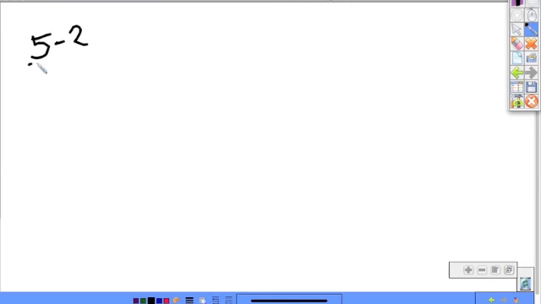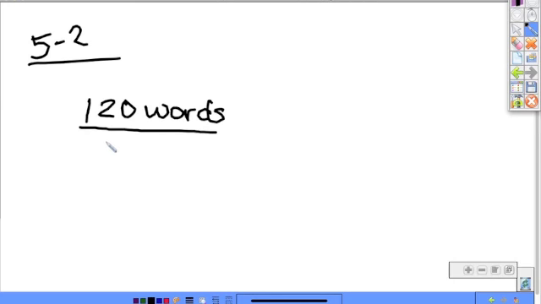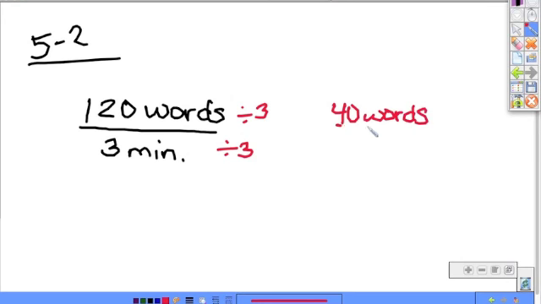So if I had this situation where I had 120 words for every 3 minutes. So let's say you're reading this ratio. Someone can read 120 words in 3 minutes. All right, well, we need to simplify this down. And I know that 3 can go into both of these numbers. Okay, when I simplify this down, I get 40 words in 1 minute.